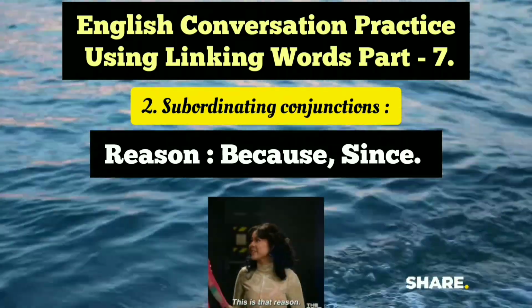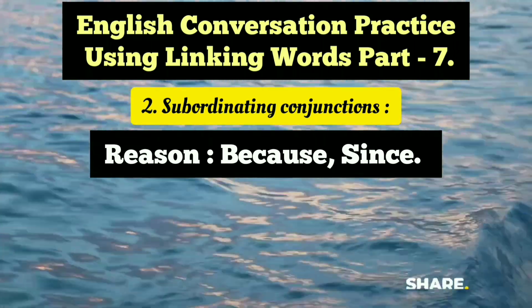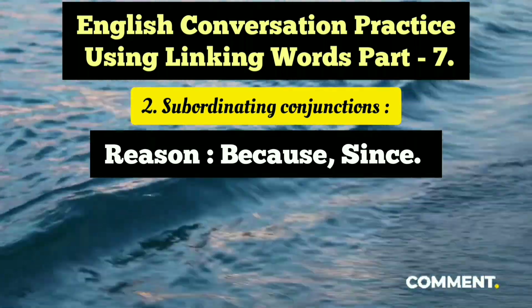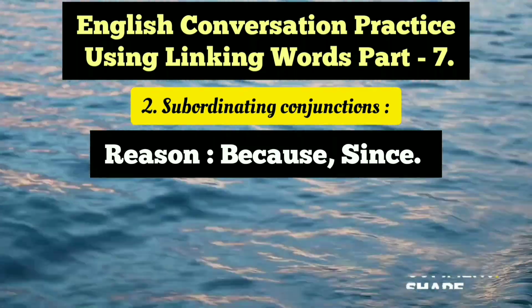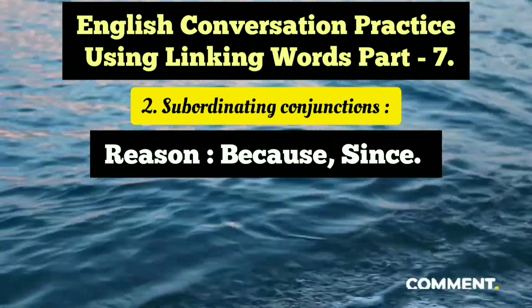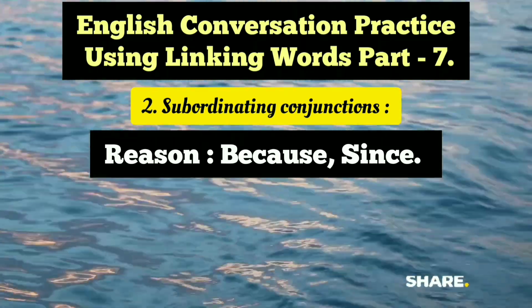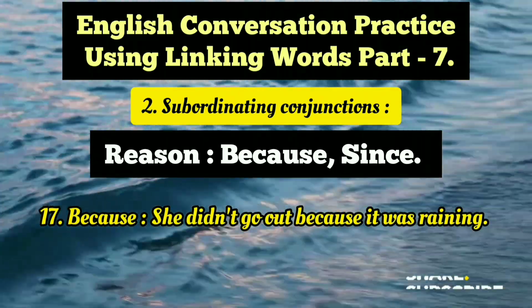So sometimes some conjunctions are used, as you see, like because and since, and they give us the reason of something. There is a principal clause and there is a dependent clause. So let me show you how to use it. The first one is number 17, because, very important. It gives us the reason. She didn't go out because it was raining.